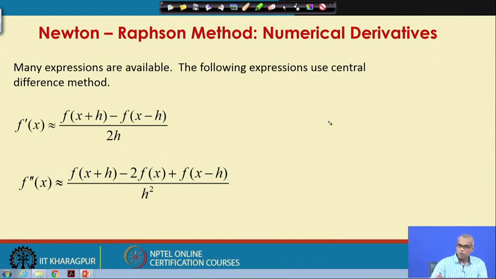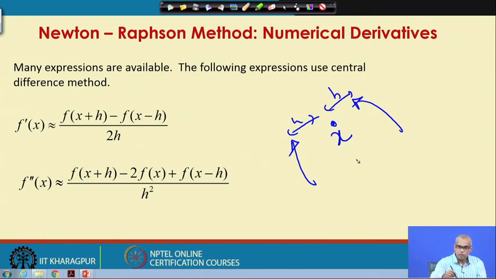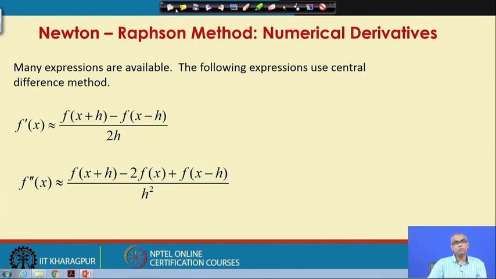So, you have the point x, you consider h. So, you obtain the function values at x plus h and x minus h, get the difference and divide it by 2 h. Similarly, you can also have the second derivative.